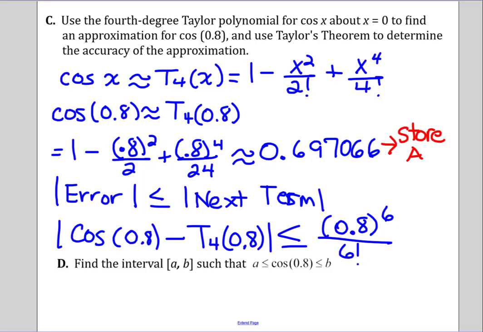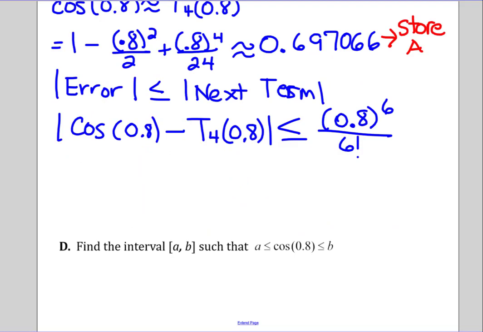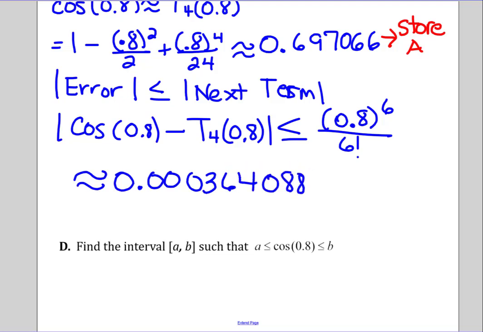And we need our calculator for that. And again, I'm going to store that. So this value here, I got to go to the next line. 3 zeros, 3, 6, 4, 0, 8, 8, and I'm storing that in my calculator as value B.